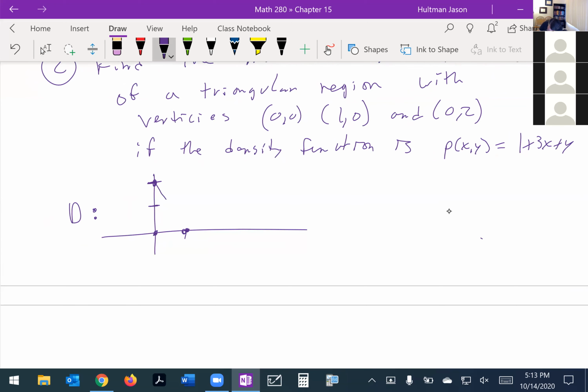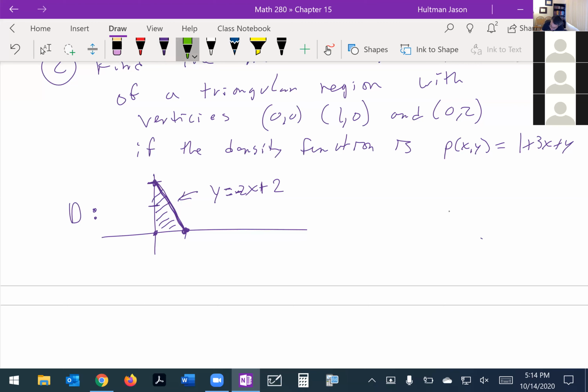Okay, so now we've got this thing here. Okay, so what's the equation of this line? Well, its y-intercept is 2. Okay, and what's the slope here? The slope, we're going to go down 2 over 1, so that's -2. Down 2 over 1. Okay, this is the region that we're looking at.